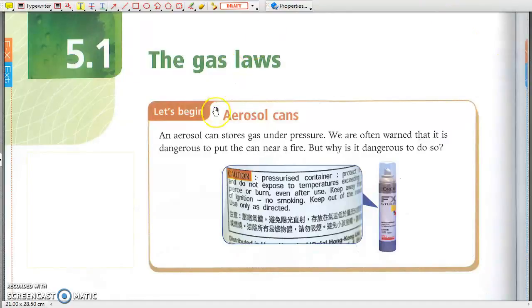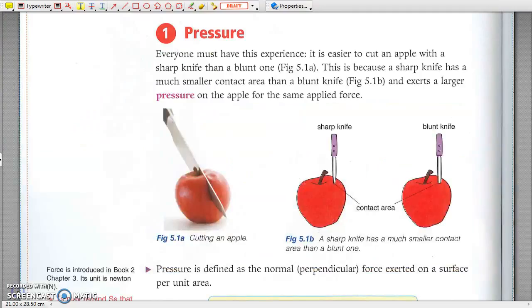Let's begin. Aerosol cans. These cans, pressurized containers, contain gases at high pressure. Under the sun, the temperature of the can rises, and so does the gas inside. So what may happen when the gas temperature increases? 1. Pressure.